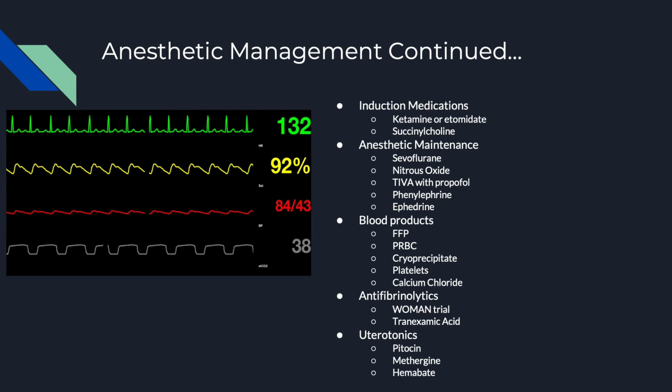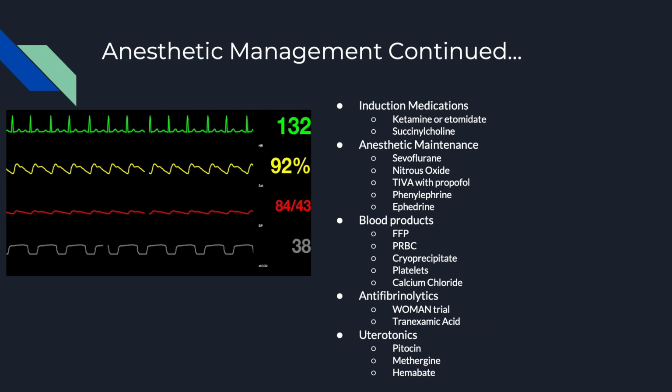As stated in the previous slide, many of these patients with a placental abruption will be hemodynamically unstable secondary to hemorrhage. In cases where the abruption is significant enough that the baby is not able to undergo a vaginal delivery, a C-section will be performed. Induction medications should be carefully chosen in order to maintain adequate blood pressure and fetal blood flow.